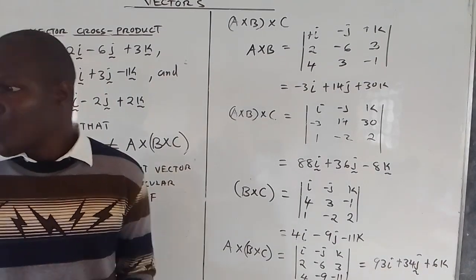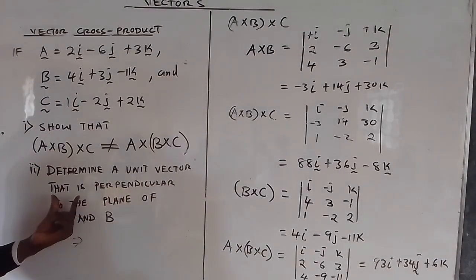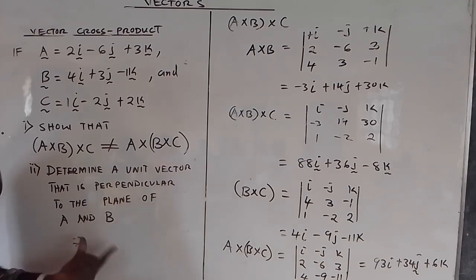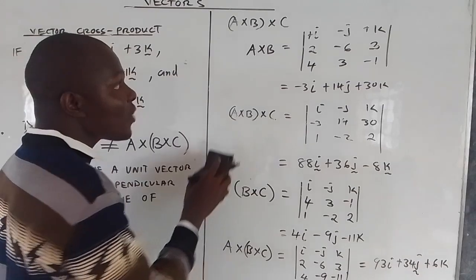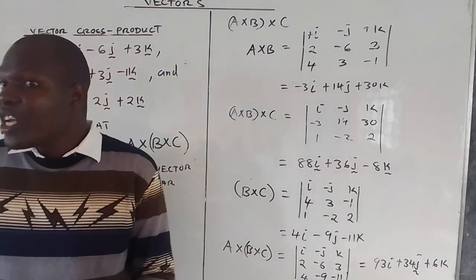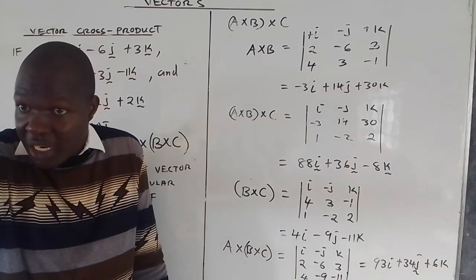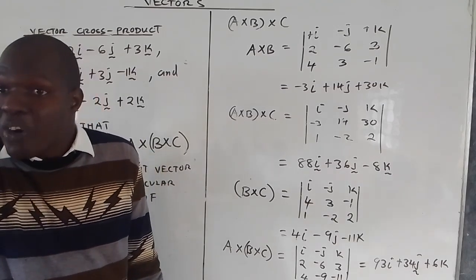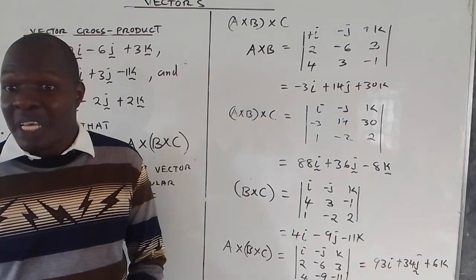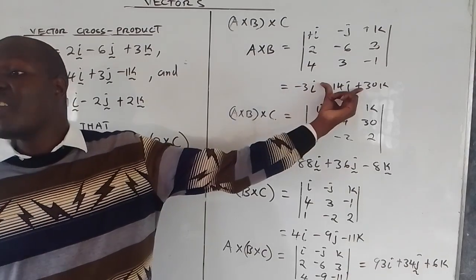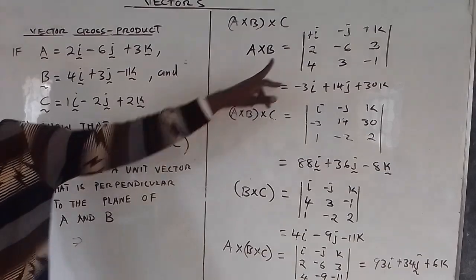So after that, you go to part B. Part B, you've been told what? Determine a unit vector that is perpendicular to the plane of A and B. That is very simple. For a unit vector to be perpendicular to the plane of A and B, it is in a different plane, isn't it? So it means you are getting the cross product A cross B, and you've already found A cross B in the first part of this question. So you don't need to find it again.